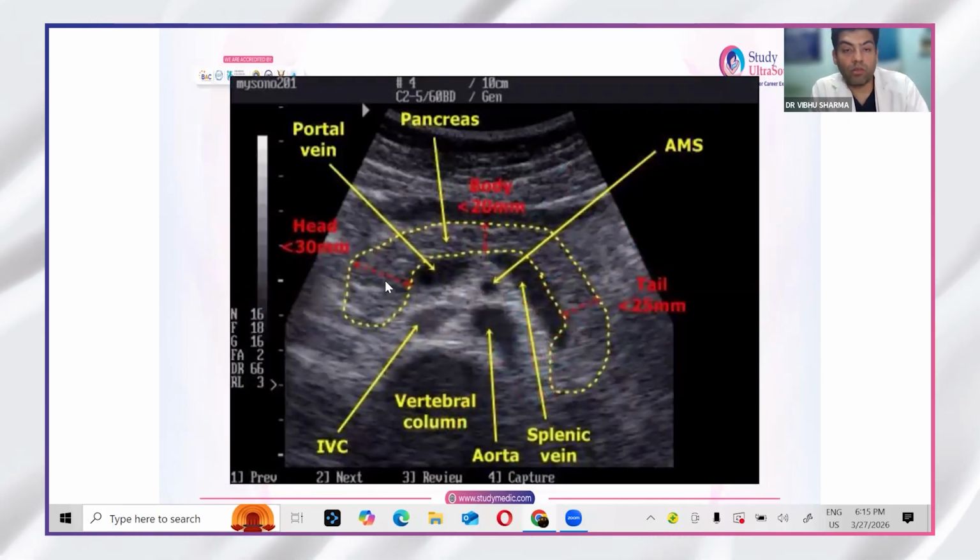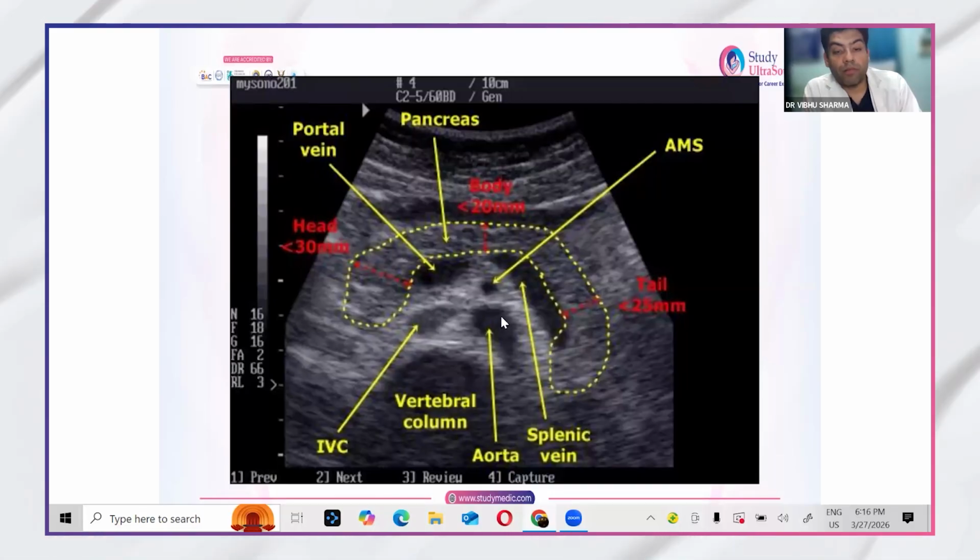So this is the pancreatic outline. This is how the ultrasound will look, and you can see IVC, aorta. This is the splenic vein. Okay, this is the pancreas, this is the portal vein, this is the head, this is the superior mesenteric artery, aorta, IVC, vertebral column.